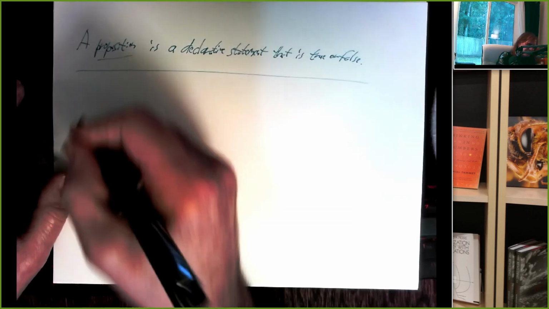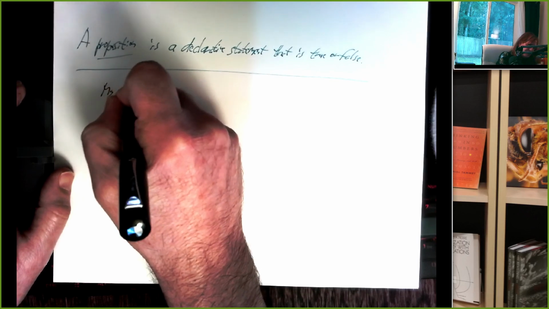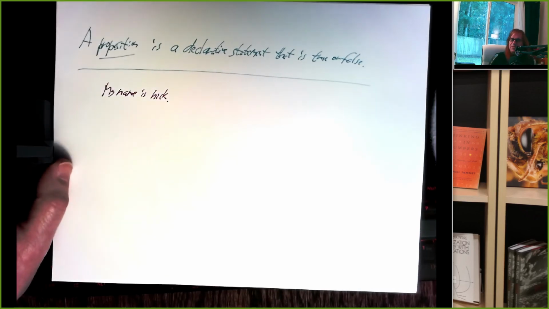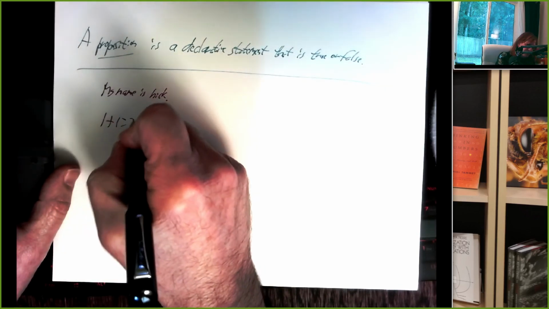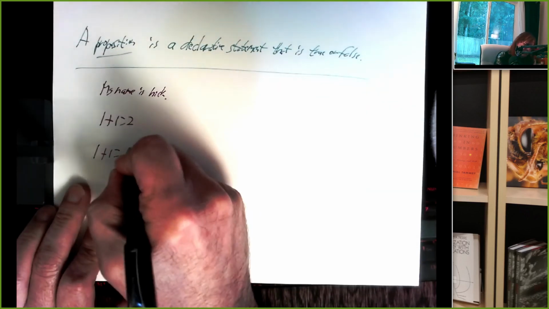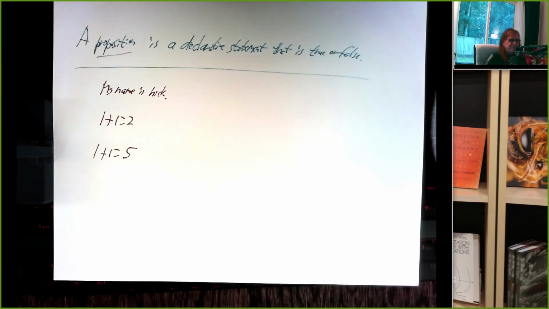So here's some examples of propositions. My name is Nick. That's a declarative statement that is true or false. In this case, it happens to be true. 1 + 1 = 2. That's a declarative statement that happens to be true. That's a proposition. This is also a proposition. 1 + 1 = 5. It's a declarative statement. It's stating something. And in this case, the thing it's stating happens to be false. Because 1 + 1 is not 5. But it's still a proposition.